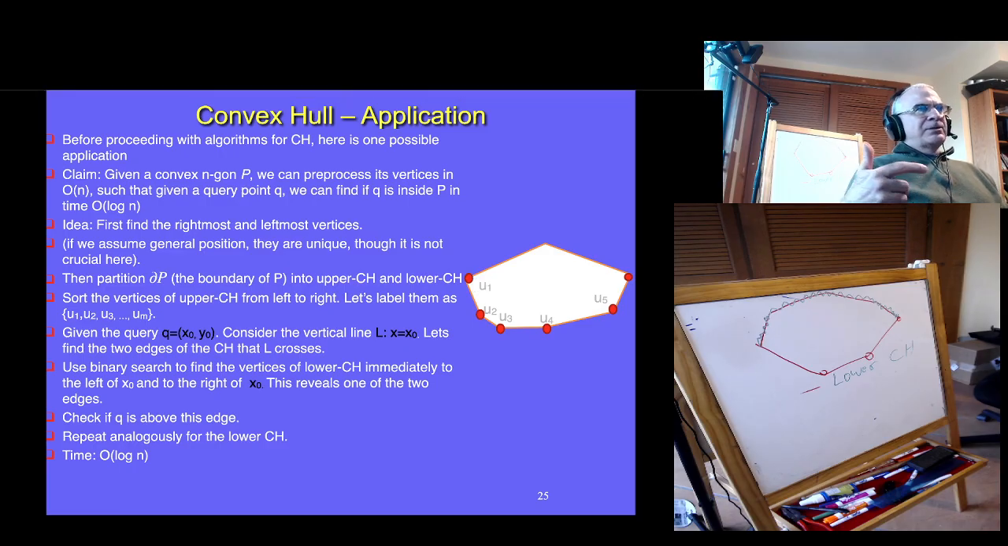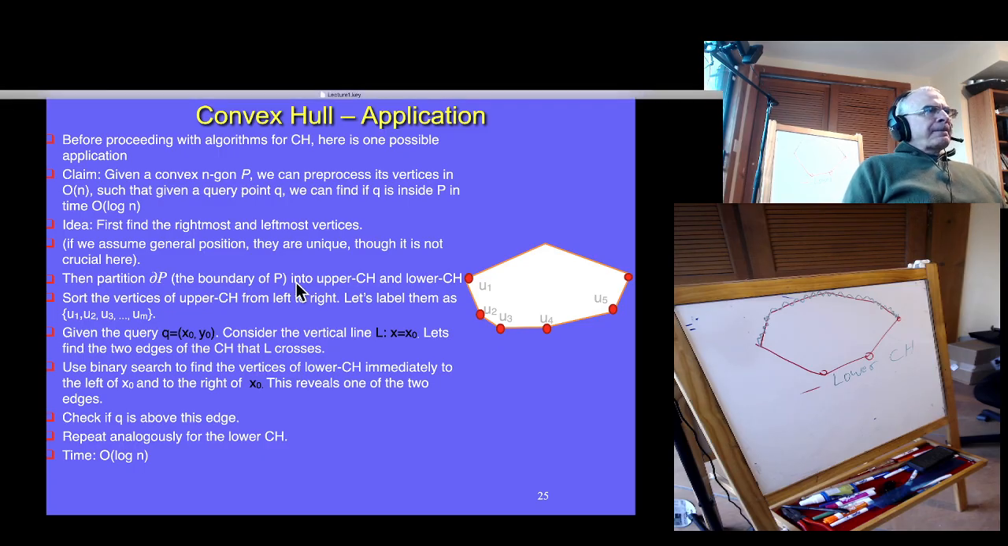But the general position assumption now at least prevents me from having to decide if a vertical segment belongs to the upper or to the lower. So I'll assume that every edge is either on the upper or on the lower convex hull. And now I relabel the vertices, just think about them with different names, so that U1, U2, U3 are sorted from left to right. And same goes for the vertices on the top, they are also sorted from left to right.